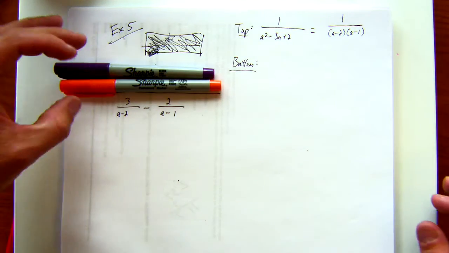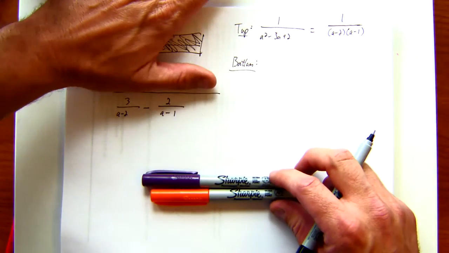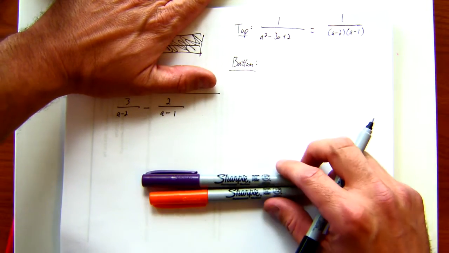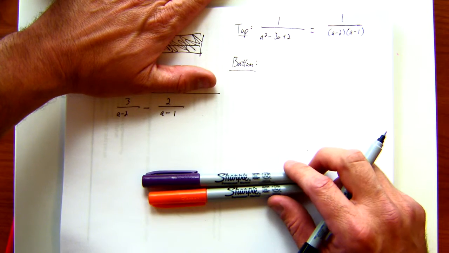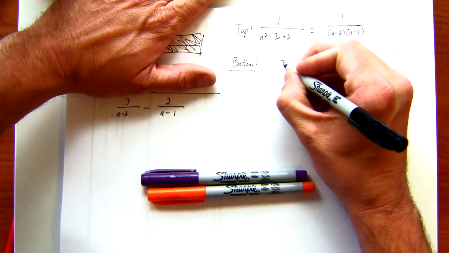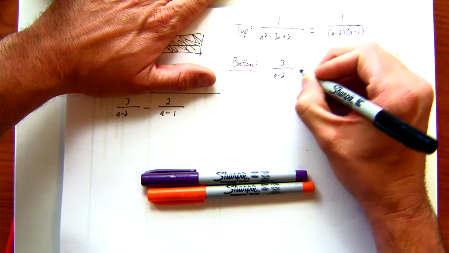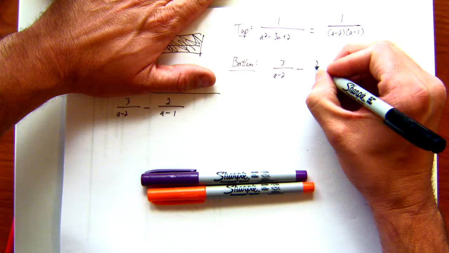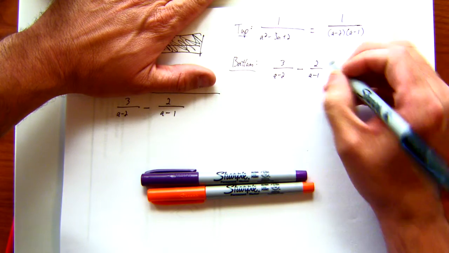Now notice I'm using my markers to cover that up. You should use your hand. It might help you organize your work a little bit. Cover up the top so that you can just focus on the bottom. And rewrite it. 3 over a minus 2 minus 2 over a minus 1.